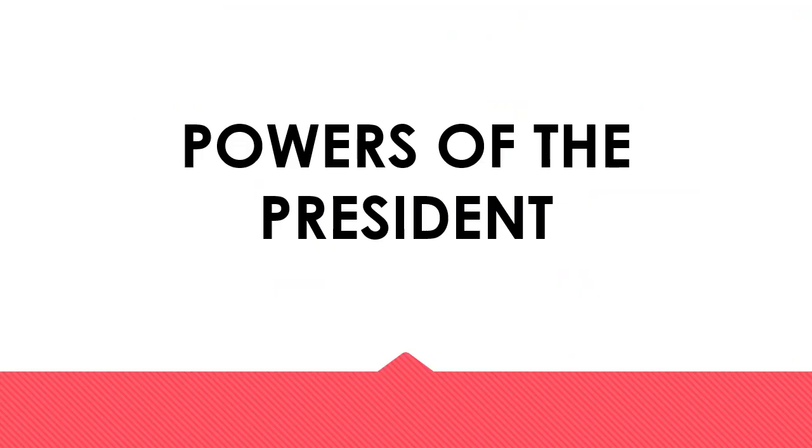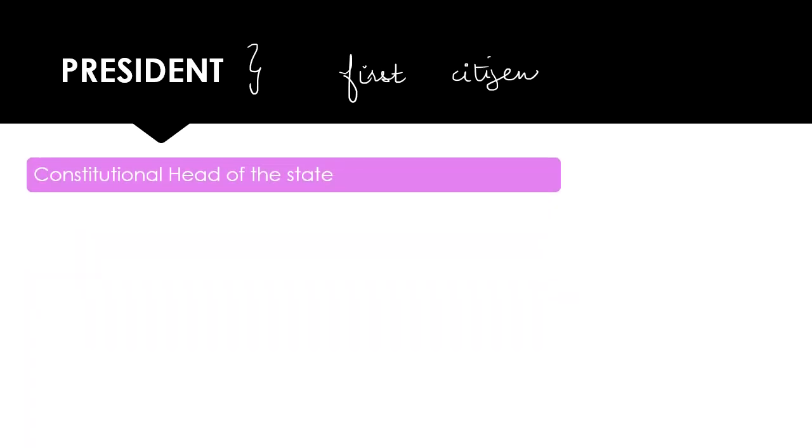We will now just briefly discuss some of the powers of the president. The President of India is the first citizen of the country. Remember that in terms of the Constitution, the President is the constitutional head of the state. The Prime Minister, contrary to what you might suppose, is not the constitutional head of the state. The President holds a much higher position as far as the Constitution is concerned.